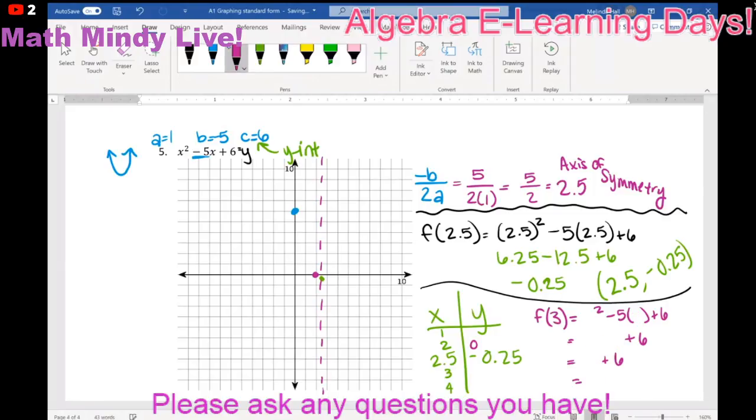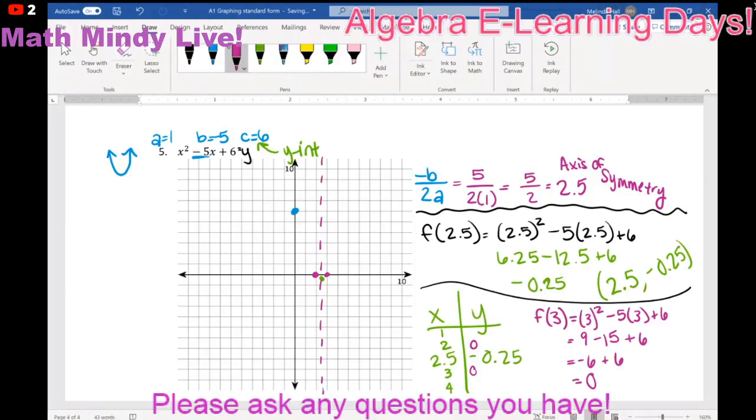But when you plug in 3, 3 squared is 9. Negative 5 times 3 is negative 15. And 9 minus 15 is still negative 6. So we still get 0 at positive 3 as well.